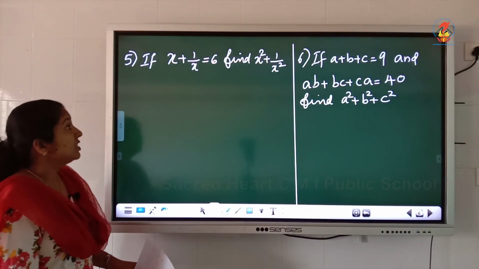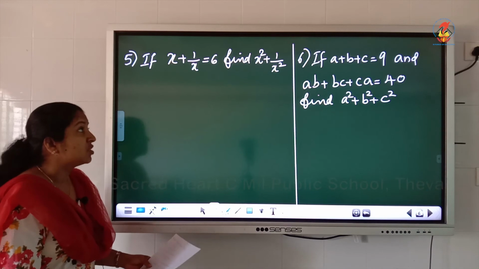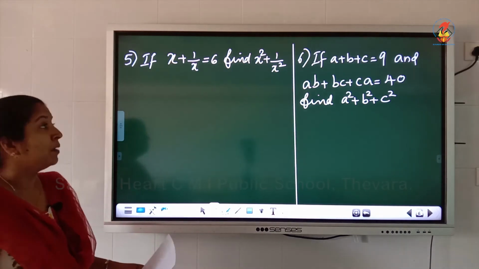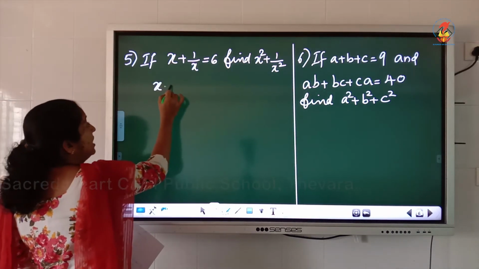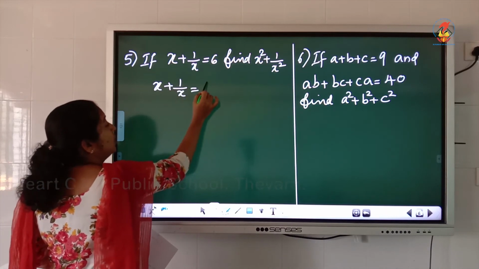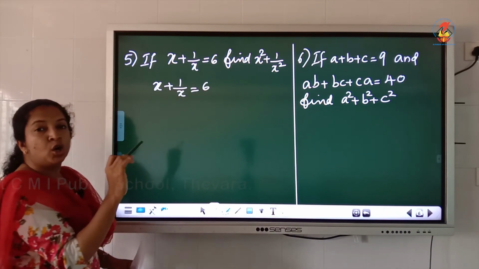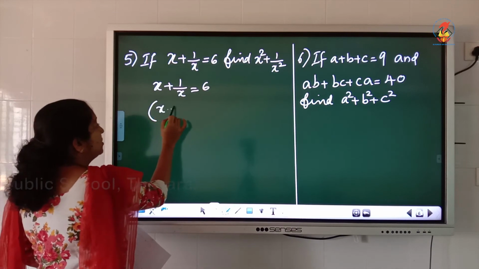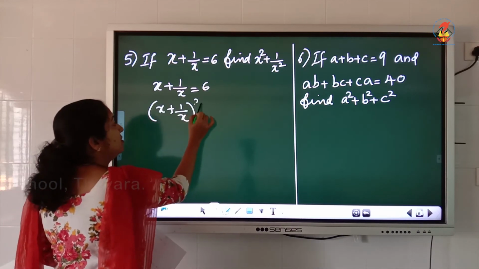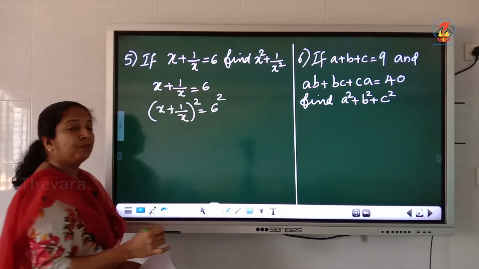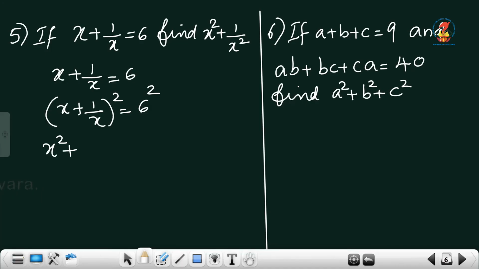Next is, if x plus 1 by x is equal to 6, find x square plus 1 by x square. What is given is x plus 1 by x is equal to 6, squaring on both sides. So, x plus 1 by x whole square is equal to 6 square. So, x square plus 2x into 1 by x plus 1 by x square is equal to 36.